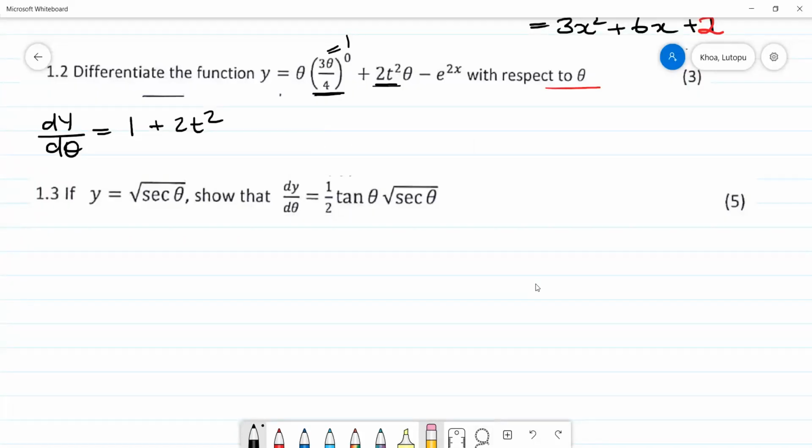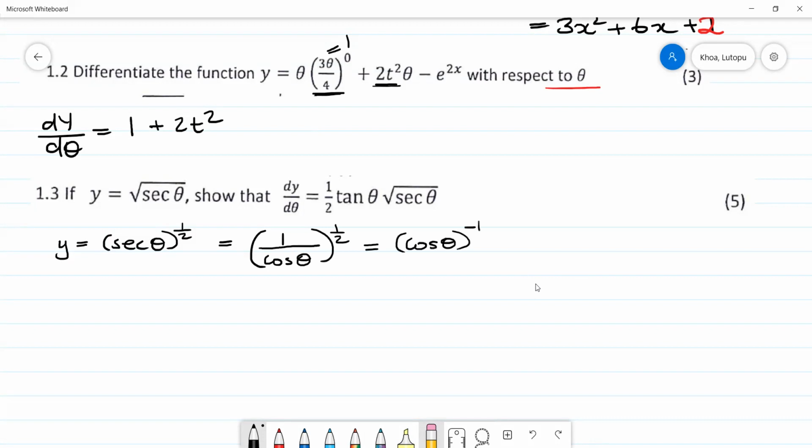Then 1.3, if y is equal to the square root of sec theta, show that dy d theta is equal to half tan theta square root of sec theta. So we can rewrite y. This is equal to sec of theta to the power of a half, and then we want to differentiate this. Sec theta, we can rewrite as 1 over cos theta to the power of a half, and this we can write as cos theta to the power of negative half.